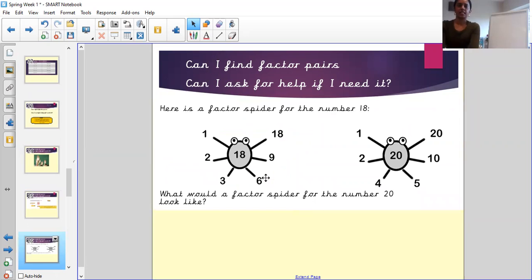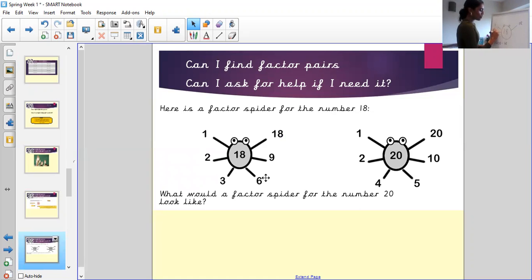So here is a factor spider for the number 18. If you look carefully, you can see we can use factor spiders, or factor bugs if you like to call it that, to find out our factor pairs. So 18 is the multiple that we are looking at, and we are trying to find the factor pairs for 18. So we know that 1 times 18, and I might write that underneath here, 1 times 18 equals 18. So that's one factor pair.